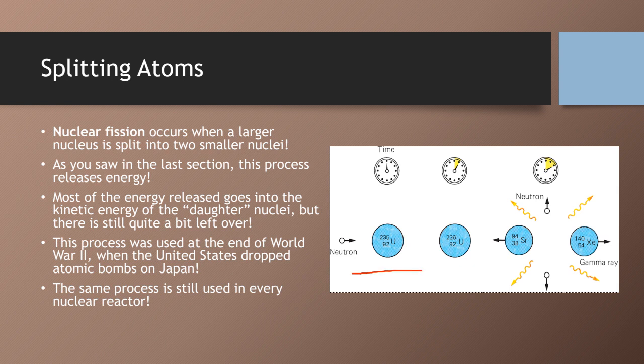You have uranium-235. Okay, it gets hit by a neutron. That neutron makes its way into the nucleus for just a brief moment in time. It becomes uranium-236. Uranium-236, really unstable. It breaks apart. It releases gamma rays, which are high energy electromagnetic waves. And you get a strontium nucleus and a xenon nucleus, and a couple of neutrons.